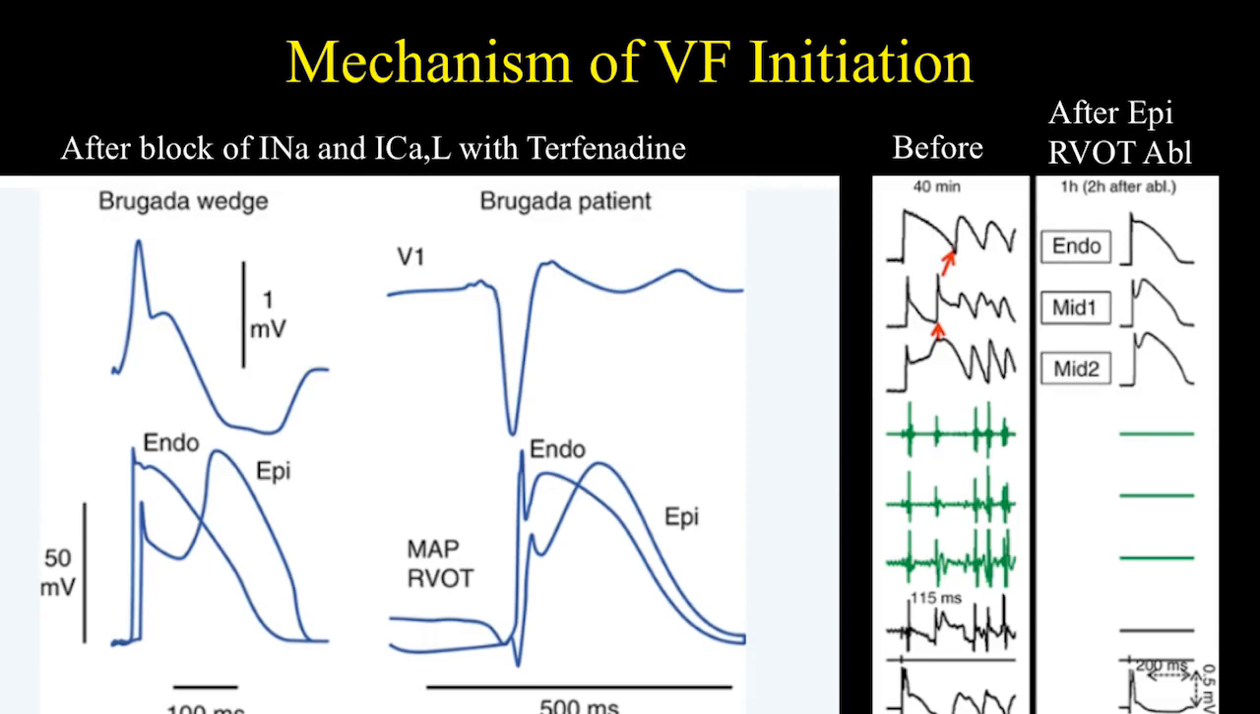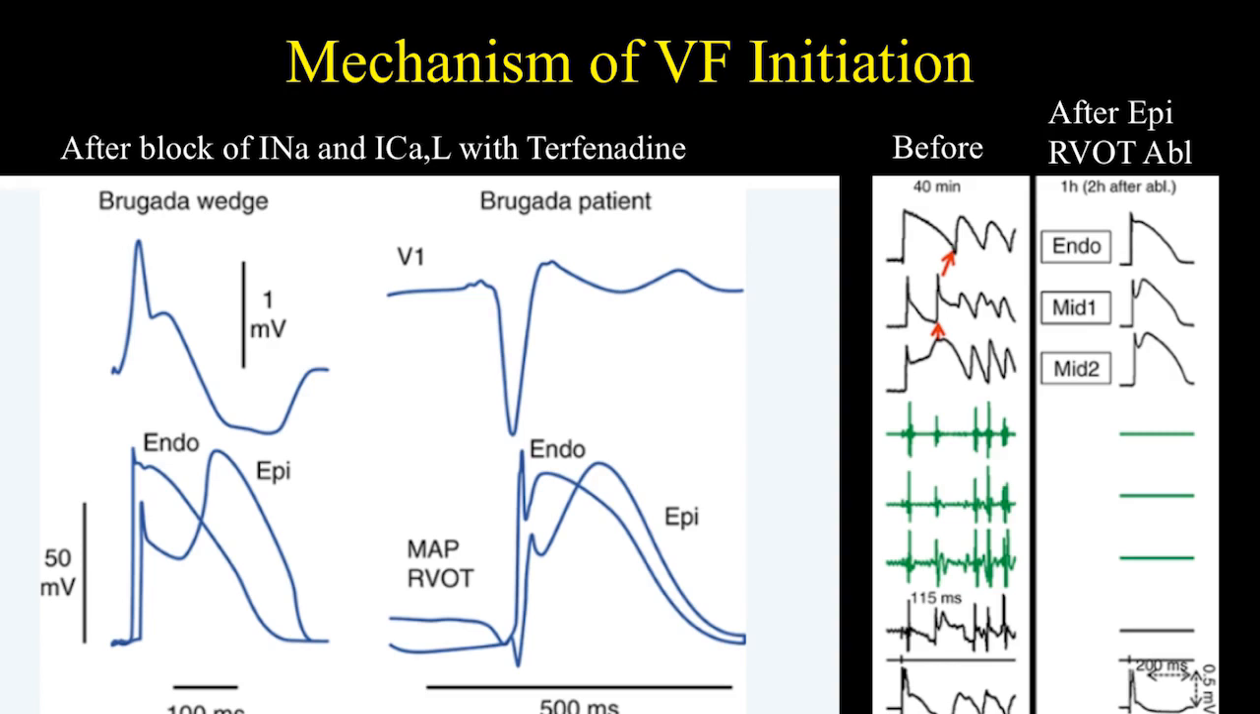Now, what's the mechanism of VF? This is a wedge preparation in the mouse, where the mouse was given flecainide, which blocks both inward sodium and L-type calcium currents. And here you see on the RV outflow tract, here is the endocardium, with a normal action potential. Here's the epicardium. And so we have unopposed outward Ito current. And that can lead to what's called phase 2 reentry. Here's phase 2 reentry and induction of ventricular fibrillation in Brugada. This is an experimental model.